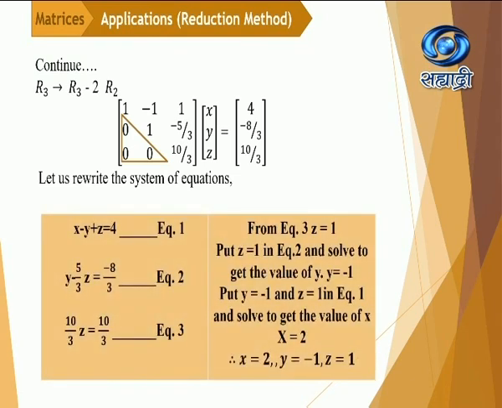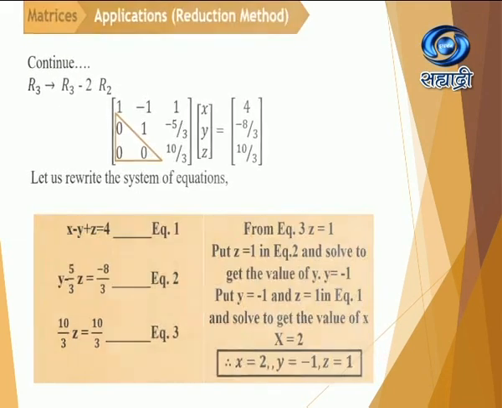Let's rewrite the system of equations. Again, x minus y plus z equal to 4, equation number 1. Y minus 5 by 3 z equal to minus 8 by 3. And the last equation is 10 by 3 z equal to 10 by 3. So from equation number 3, z is equal to 1. Put z in equation number 2 and solve for y. So y is equal to minus 1 and put y and z in equation number 1 and solve for x. Therefore, x is equal to 2. And after that, solution is x is equal to 2, y is minus 1, and z is equal to 1.